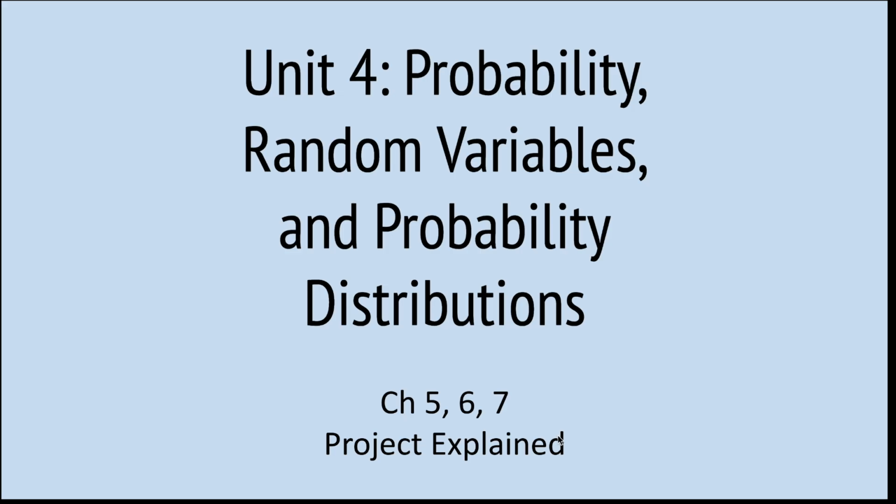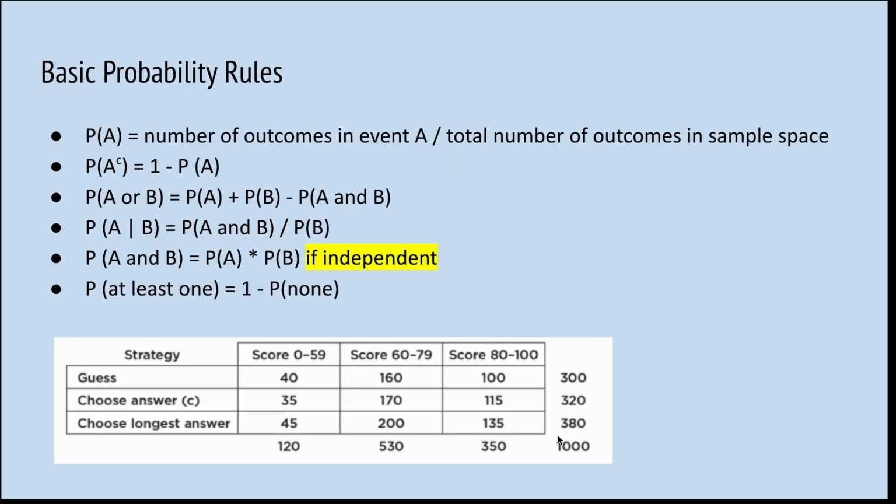This is Unit 4 of AP Statistics, which includes chapters 5, 6, and 7, and basically it's about probability and distributions. So here are some basic probability rules. All of these should be on the AP exam reference sheet, but just to go over a couple of them real quick.